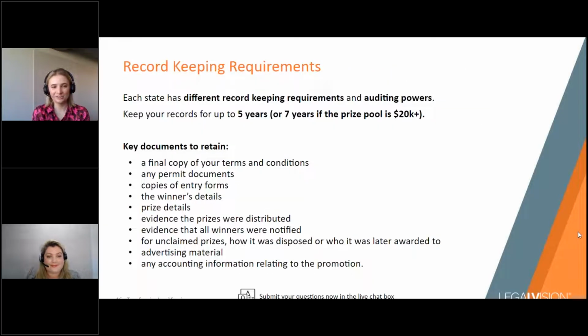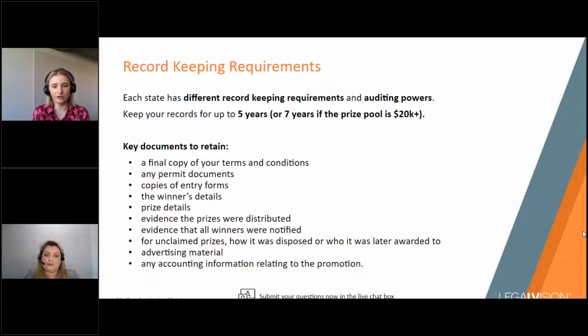Thanks, Beck. So now we're going to briefly discuss record keeping requirements. Similarly, I guess, to the other regulations that apply to trade promotions, the record keeping requirements change from state to state, and the different states have different auditing powers, so they can review these once you've finalised your trade promotion. It is important you maintain your records so that if you are audited, you can respond appropriately and avoid any sort of potential penalties. Generally speaking, you'll need to keep your promotion records for up to 5 years, or 7 years in some states if the total prize pool is over $20,000.